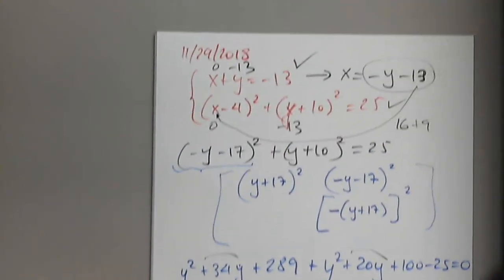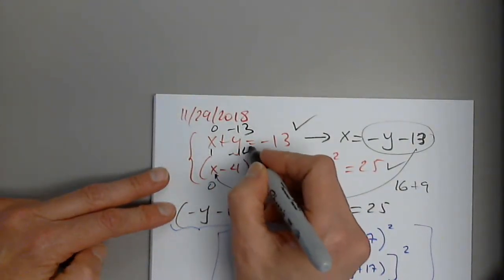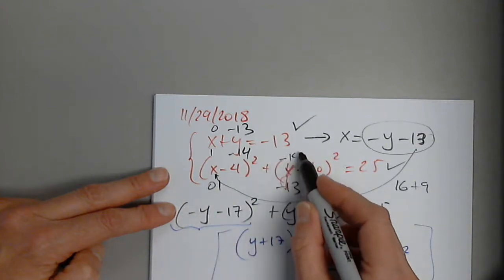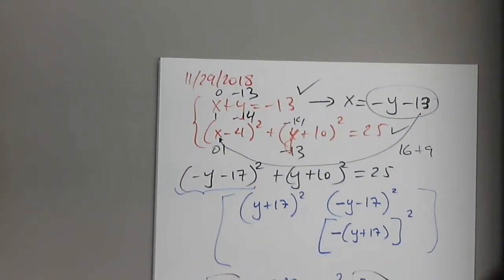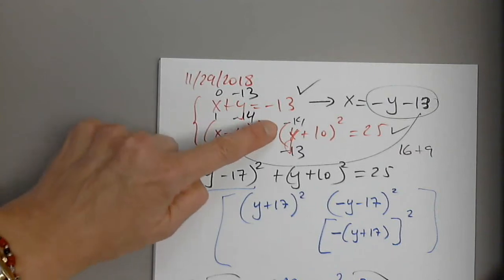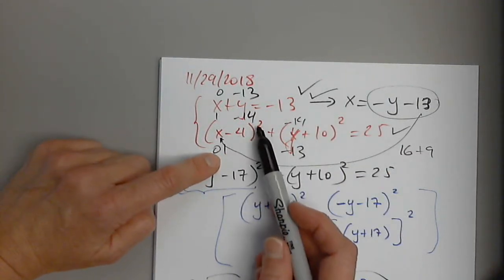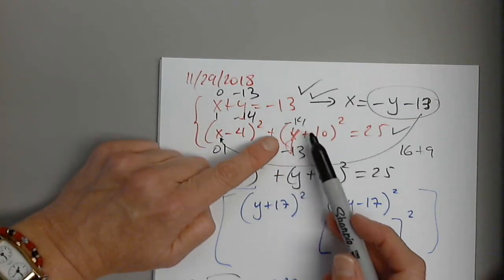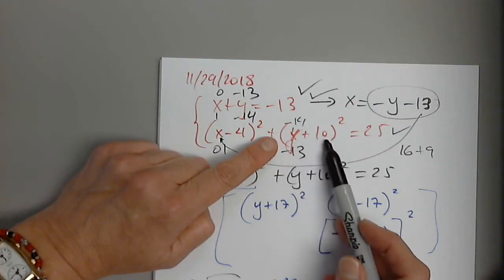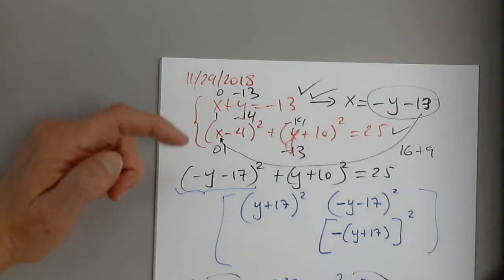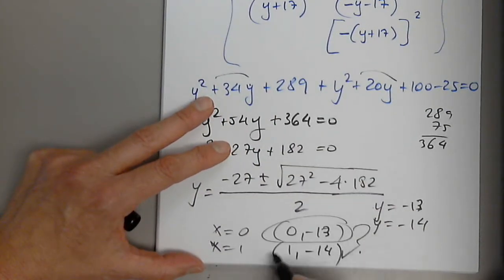Now I'm checking 1, negative 14. So 1 minus 14 is negative 13, correct. 1 minus 4 is negative 3. Negative 3 squared is 9. And negative 14 plus 10 is negative 4. Negative 4 squared is 16. I get the same thing. So I will say yes to both.